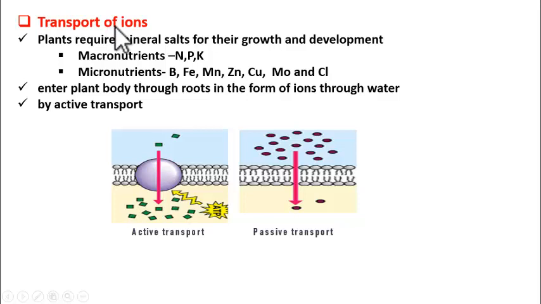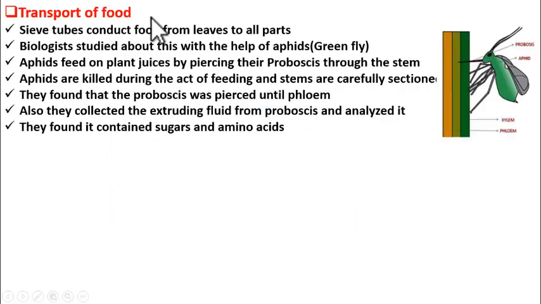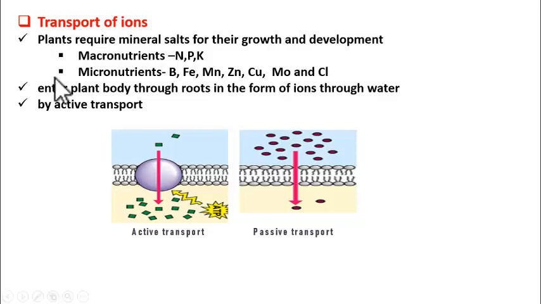Good morning, students. In our previous video, we understood how water enters the root system and gets transported across the plant body. Now we shall understand the transport of ions and food. Shall we start? Students, plants require varieties of minerals for their growth and development.